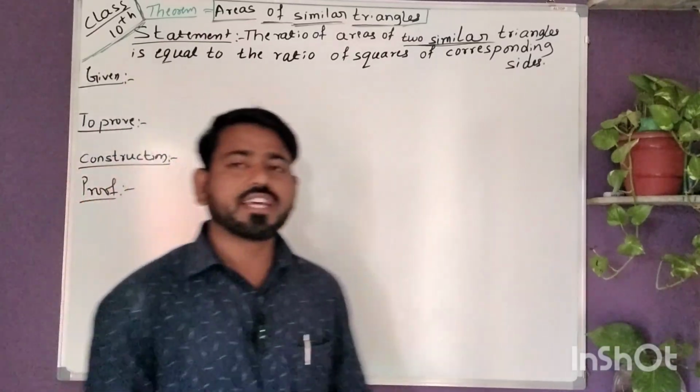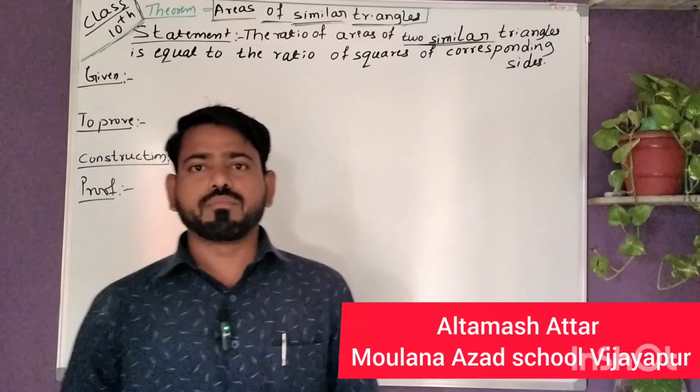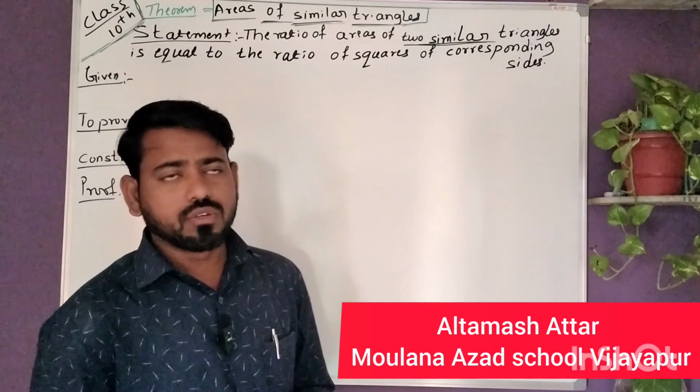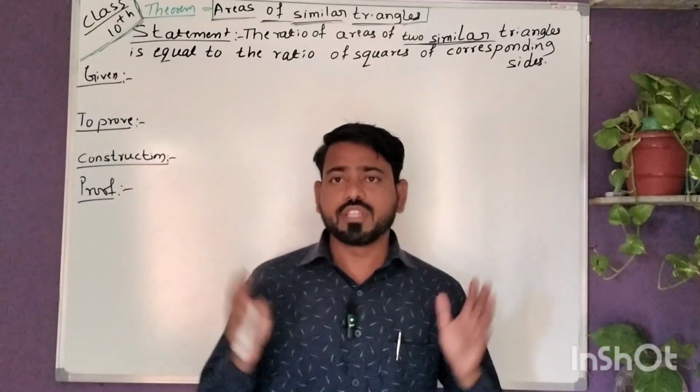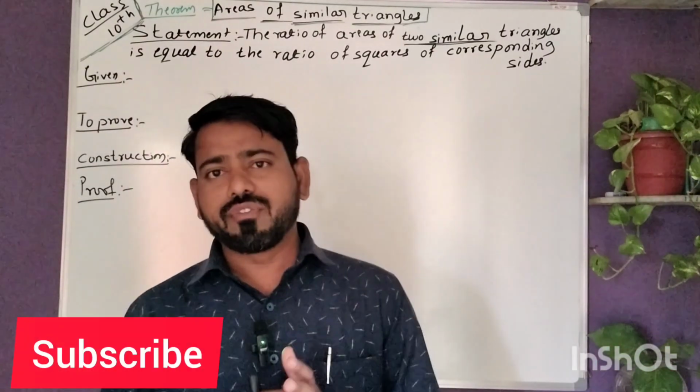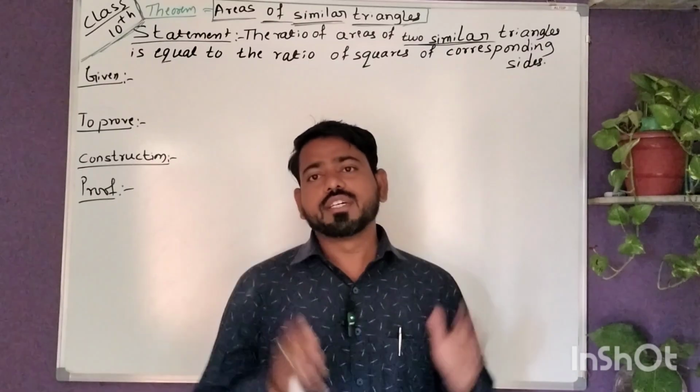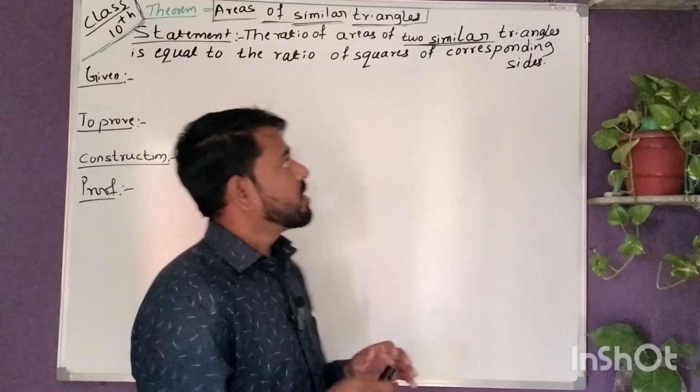Hi students, today we study areas of similar triangles. This is a 4 marks important theorem. It is a very easy theorem also. When we are writing this, first we read the statement very carefully and draw the diagram according to the statement. Otherwise, you lose the marks.